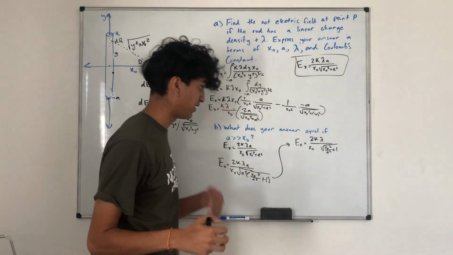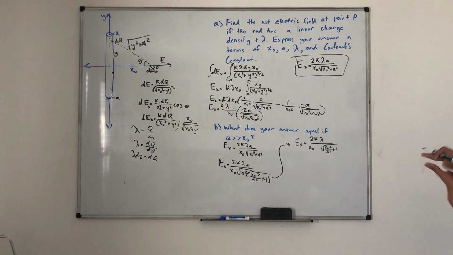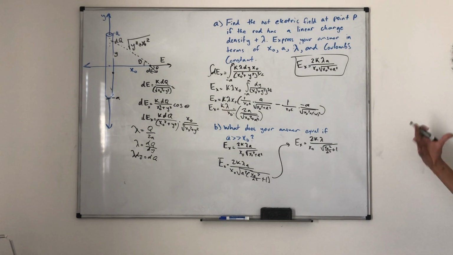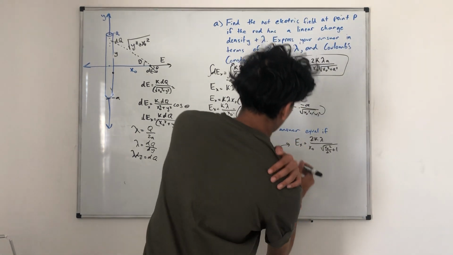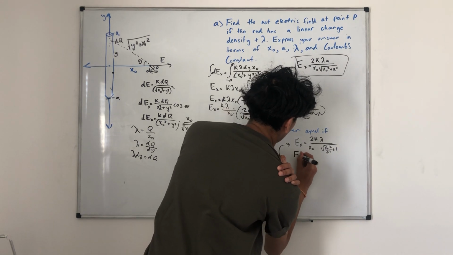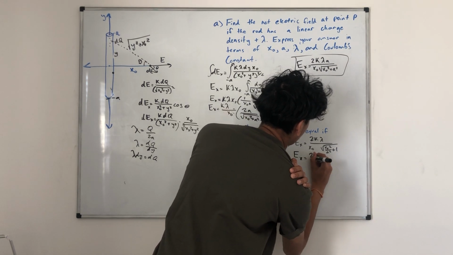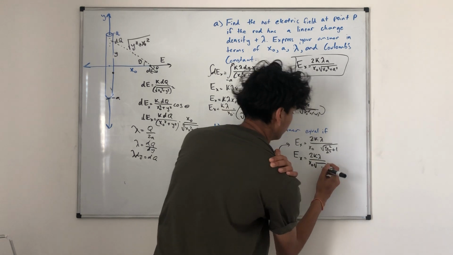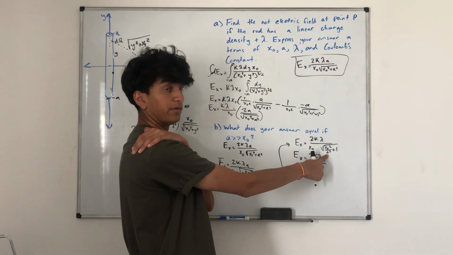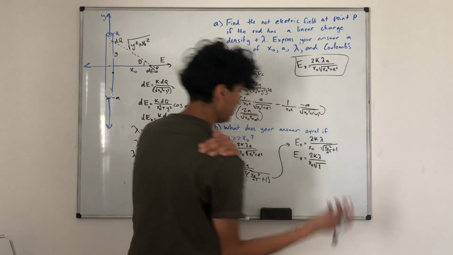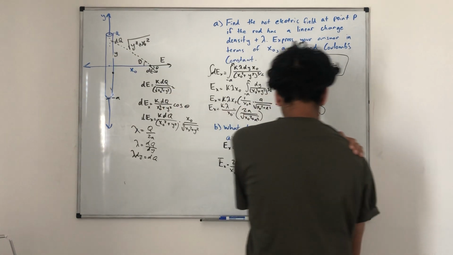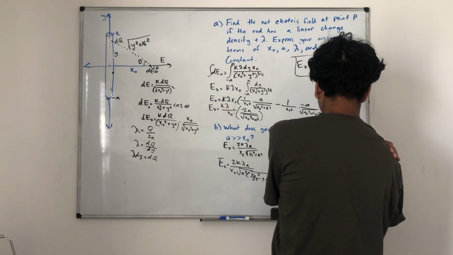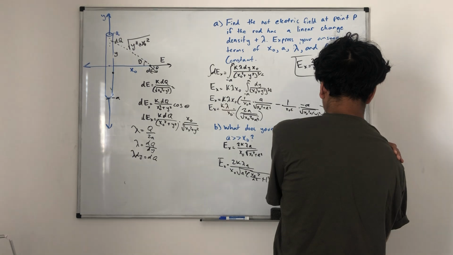And now we can evaluate this limit, because if x naught squared is really, really small compared to a squared, this term right here evaluates to 0. So we get E_x equals 2k lambda over x naught times the square root of 0 plus 1. The square root of 1 is just 1, and we get E_x equals 2k lambda over x naught.